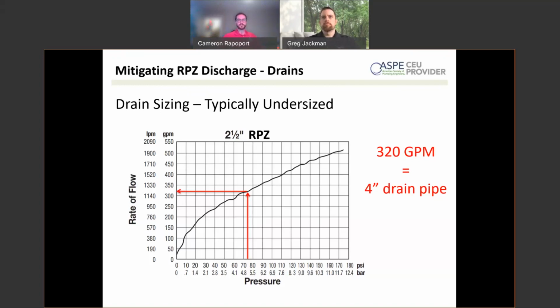But yeah, we publish these curves, and then you can talk to a drain manufacturer and use a variety of online tools that are available to help you size that drain.